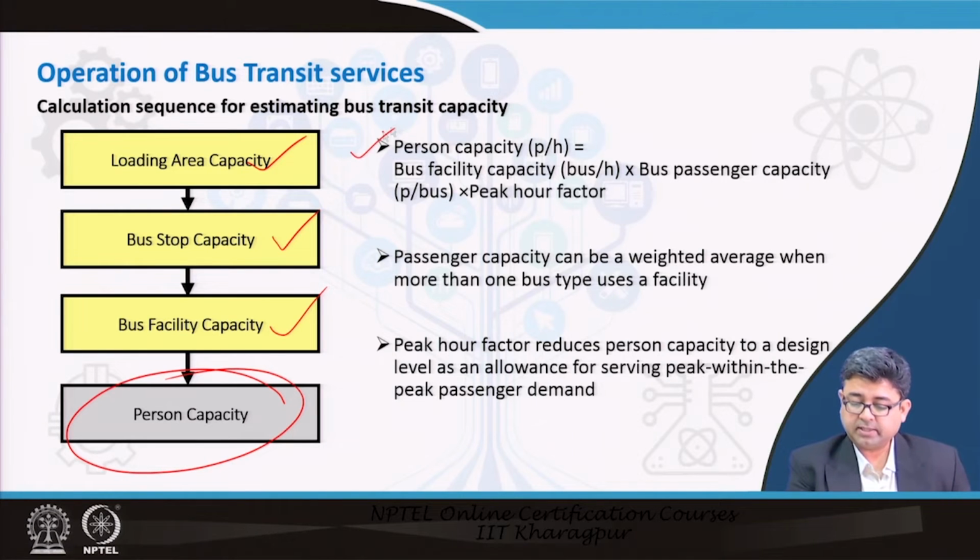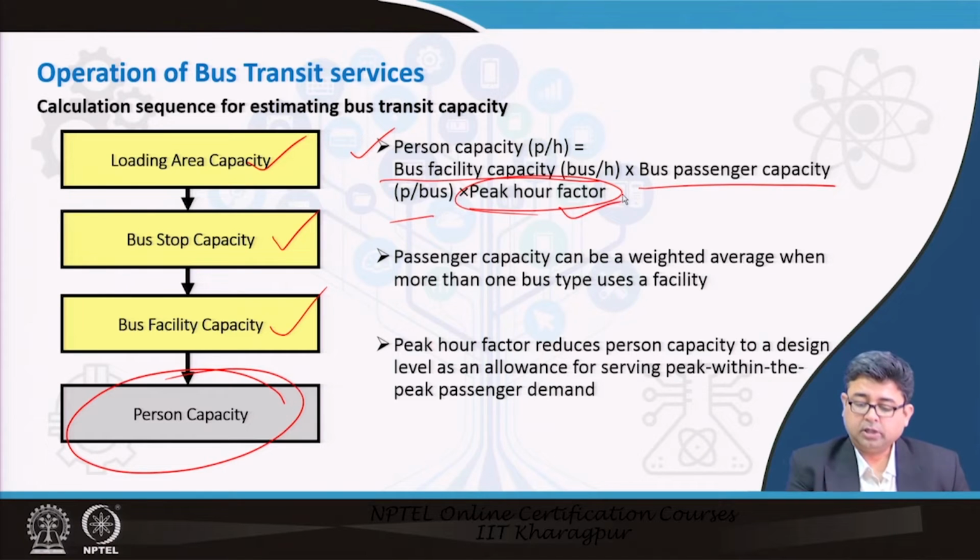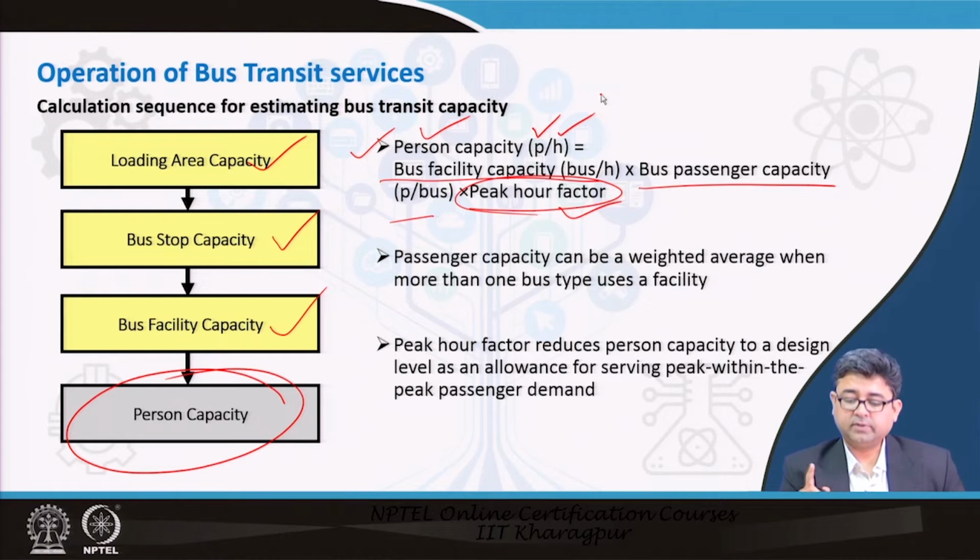So, the person capacity is nothing but the bus facility capacity times the bus passenger capacity times a peak hour factor. There is always a peak hour factor, because remember in the previous lecture we told you that the bus operations vary based on different hours of the day. There may be peak hours, and within peak hours there may be peak periods as well. So, there is always a peak hour factor that is factored in order to understand the person capacity, or the number of people per hour that your public transport service can move, right.